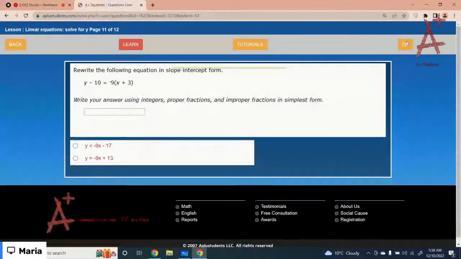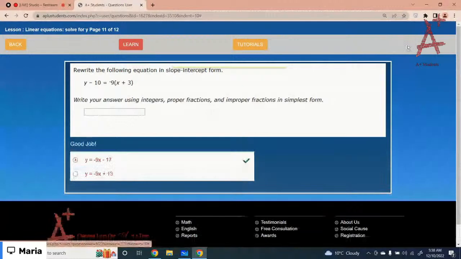Okay, y minus 10 equals negative 9 times x plus 3. It would be 9 times 3 is 27, negative 27. And negative 27 plus 10 is negative 17. That would be the first option. y equals negative 6x minus 17. So just select the correct option and click on the OK button.